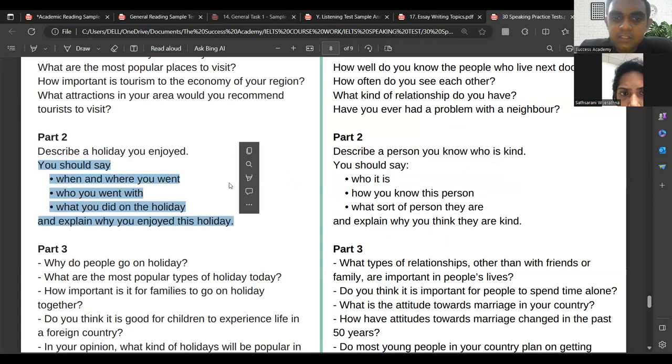It's not very difficult. Is the answer in the speaking exam supposed to be descriptive or short answers? I'll get to that, Tanuja. Hold on. Right, I'll get to that.